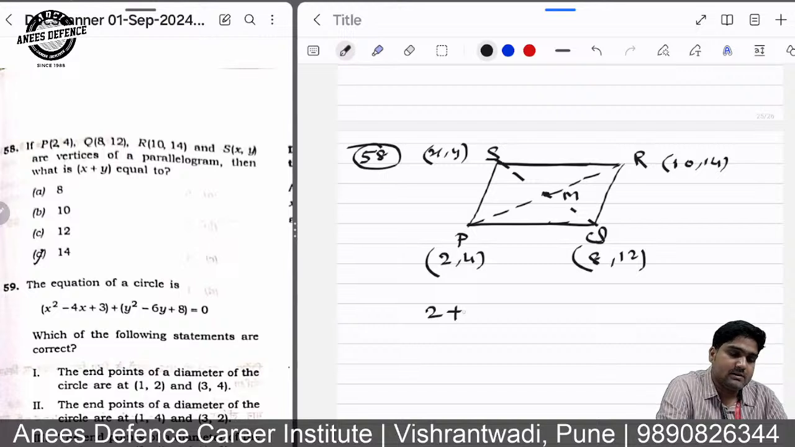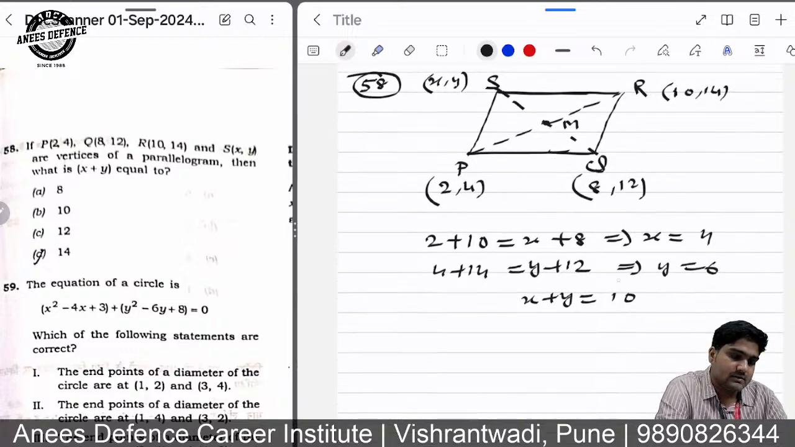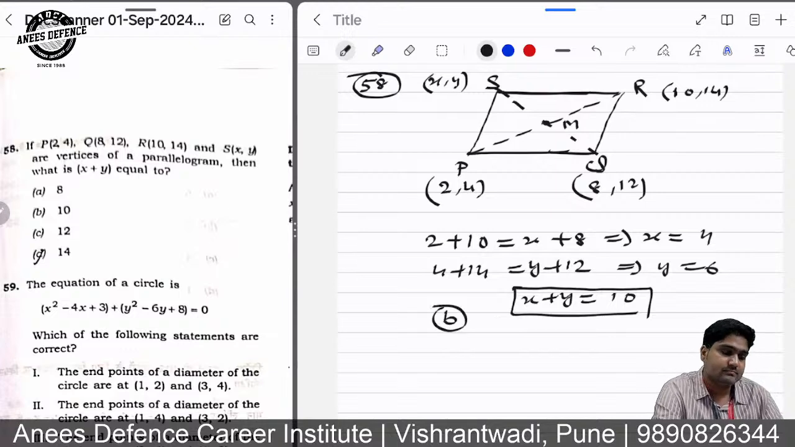So 2 + 10 = x + 8, so we get the value of x as 4, since 12 minus 8 is 4. Again, 4 + 14 = y + 12, so 18 minus 12 is 6. Now find the value of x + y. So 4 + 6 is 10. So the correct answer for question number 58 is option B.